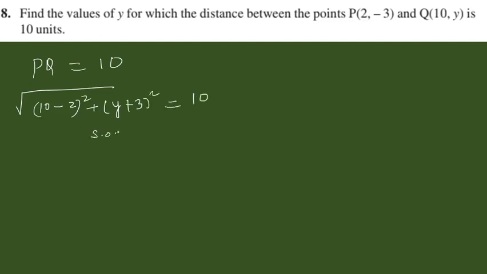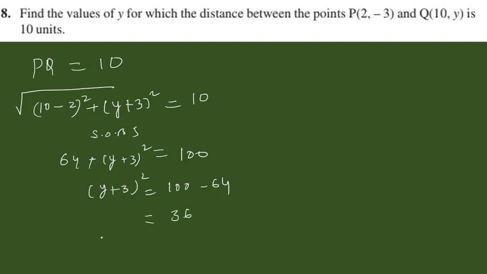As usual, I am going to do the squaring on both sides so that I will remove the root. So what I am going to get, here as 100 and here as 64 plus y plus 3 whole square. One method is to expand this using a plus b whole square, or the other method is so simple. Let me put this square as it is and bring the 64 to the right side. So you will get something like this, 36, and the 36 is a perfect square. So you will get y plus 3 is equal to, the square root of 36 is 6.